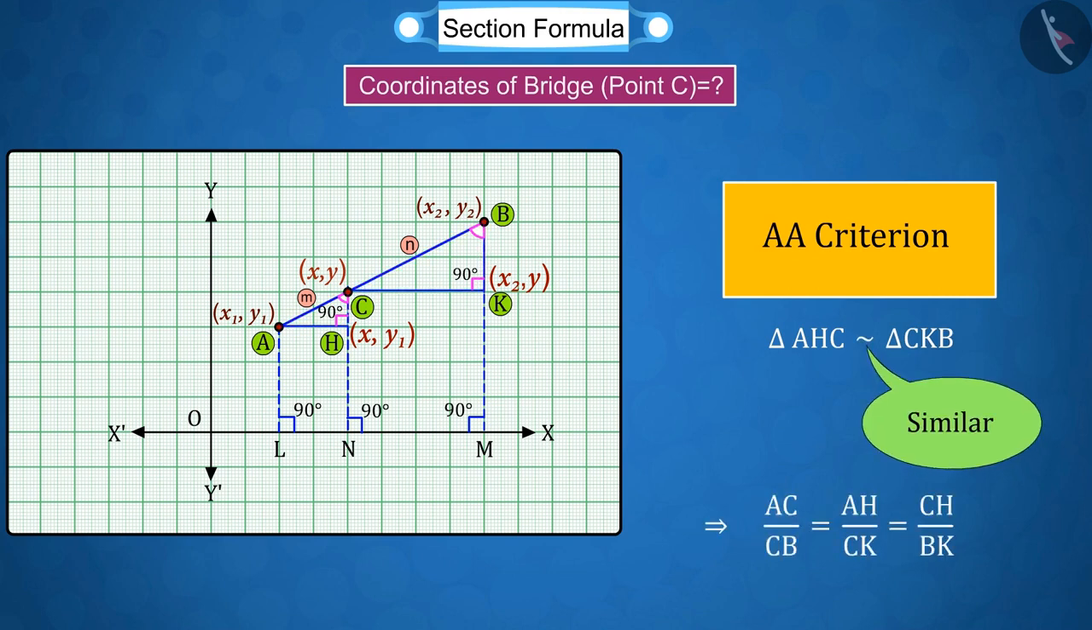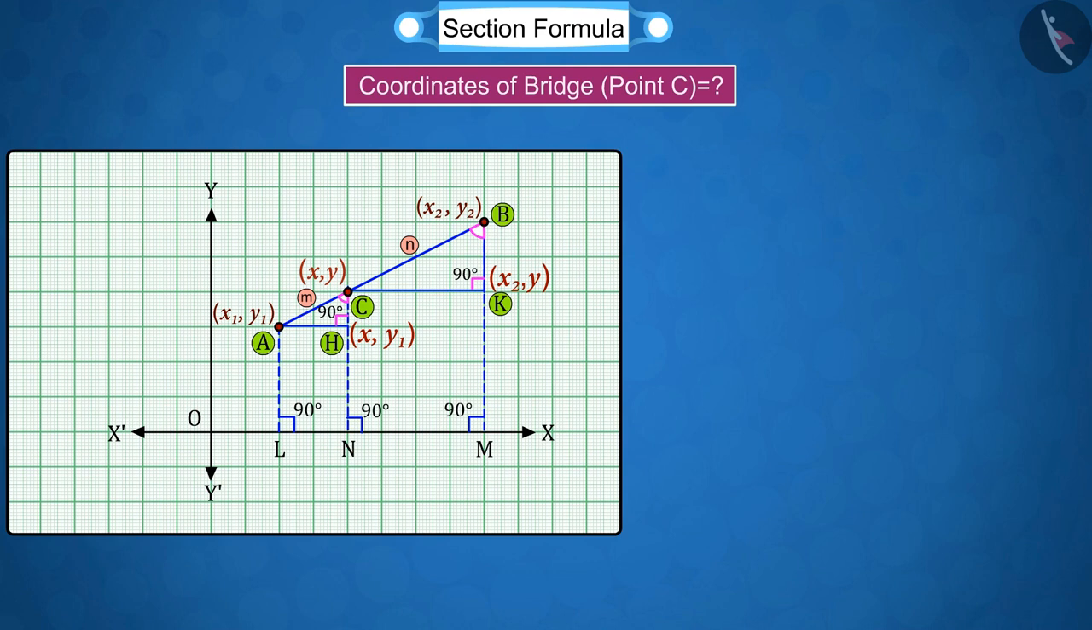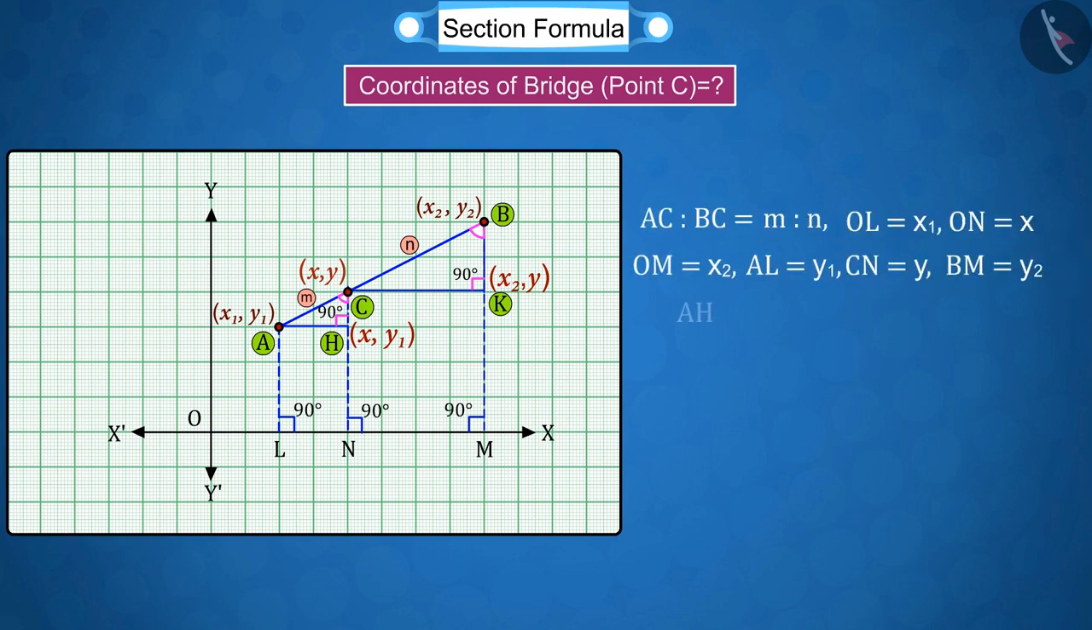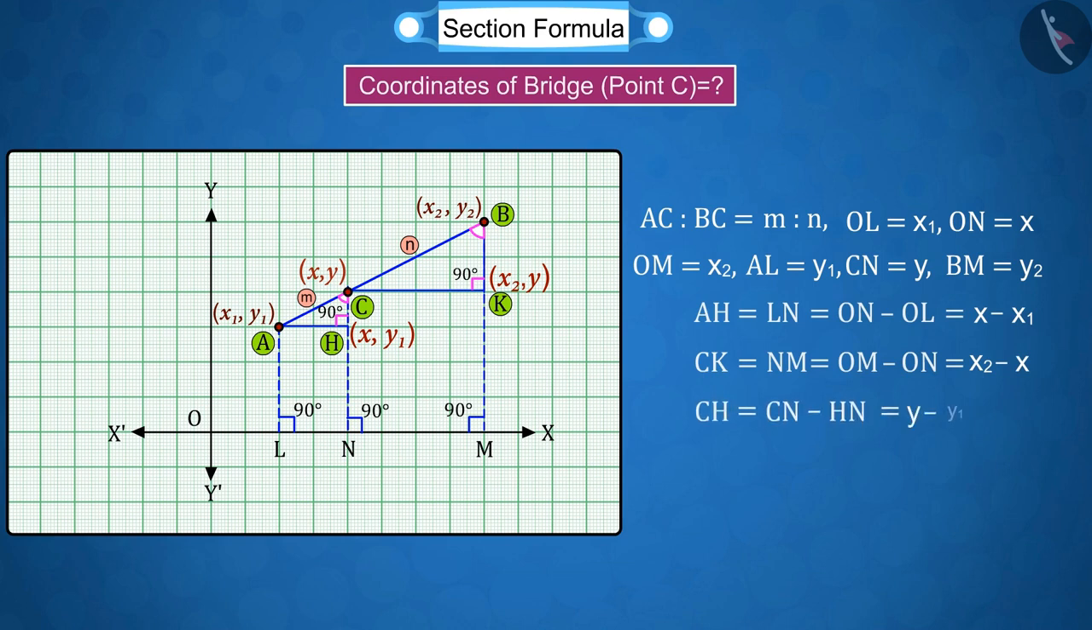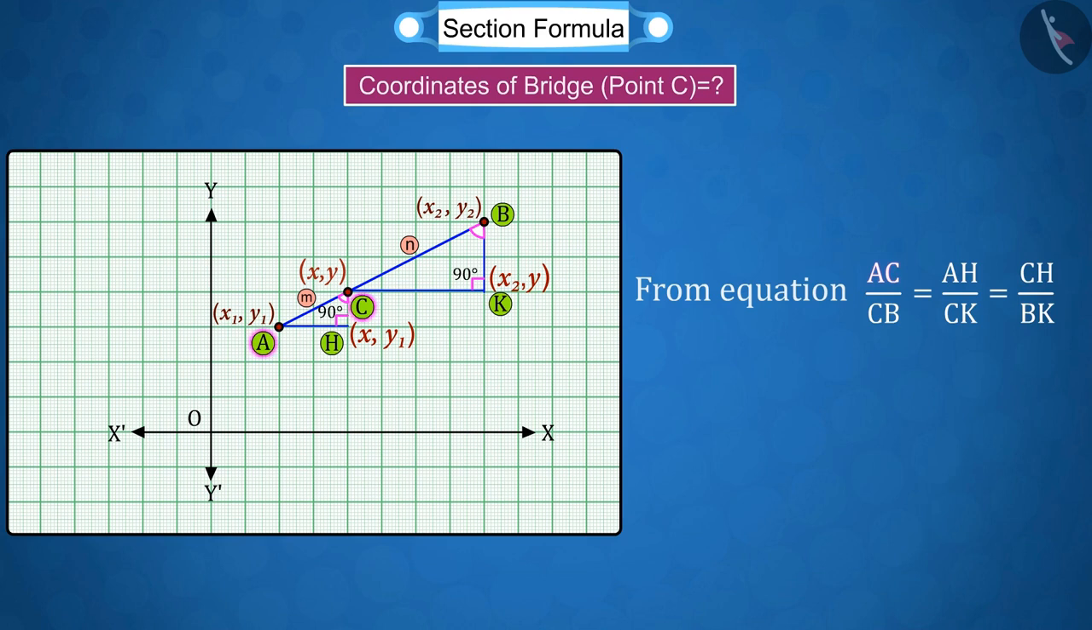Therefore, the ratio of their corresponding sides will also be equal, as shown by equation 1. With the help of the figure, we can see that AH equals x minus x1, CK equals x2 minus x, and CH equals y minus y1, and BK equals y2 minus y. Put the values of AC, CB, AH, CK, CH and BK in equation 1, where the values of AC and CB are given to be m and n respectively.